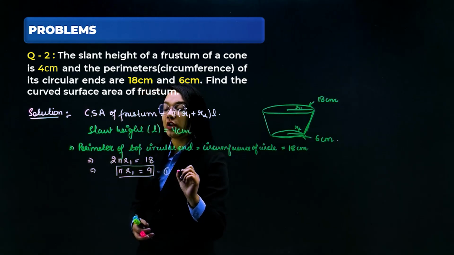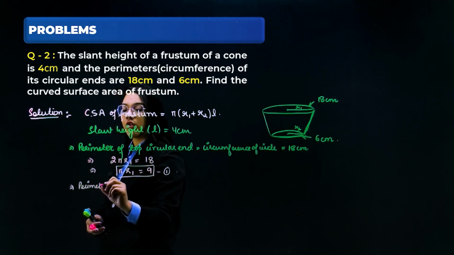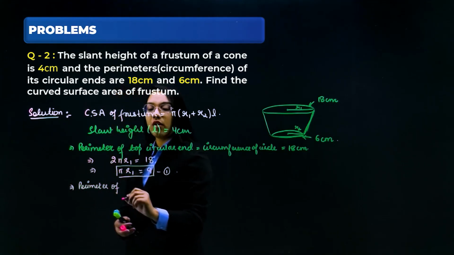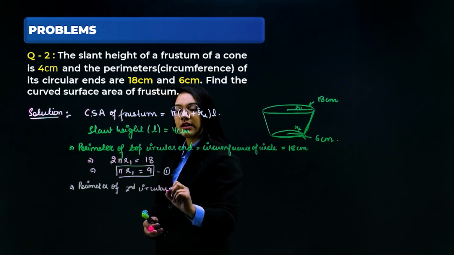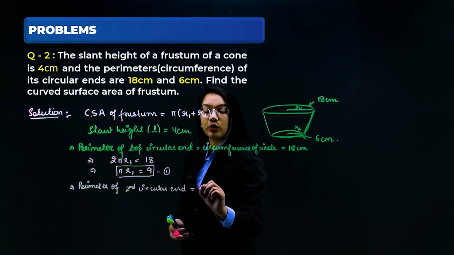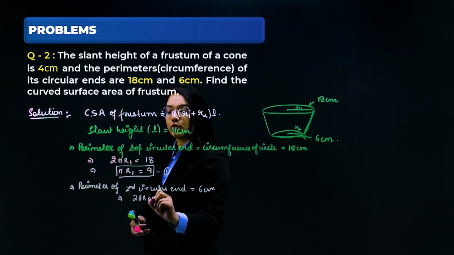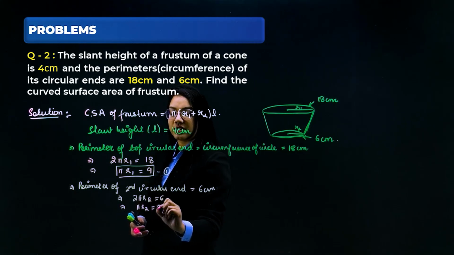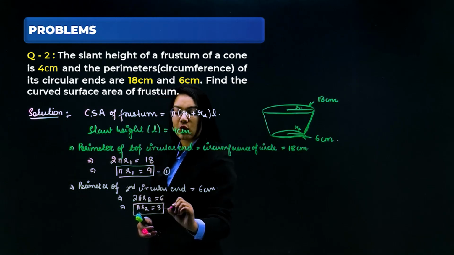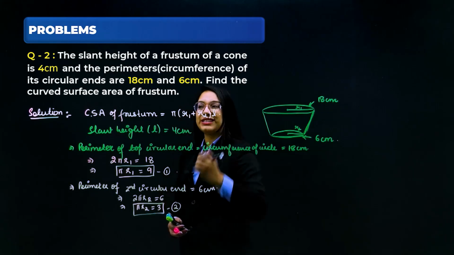Let me call it 1, and in the same way let's find the perimeter of the second circular end. The perimeter of the second circular end was given to us as 6 centimeters. So 2 pi r2 is equal to 6, which implies pi r2 is equal to 3. Let me call it 2. Now let's plug in 1 and 2 into the CSA.